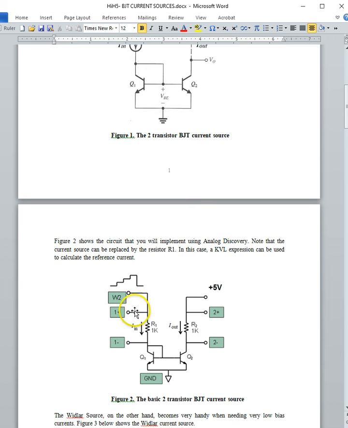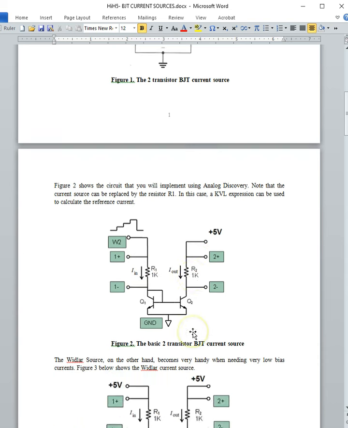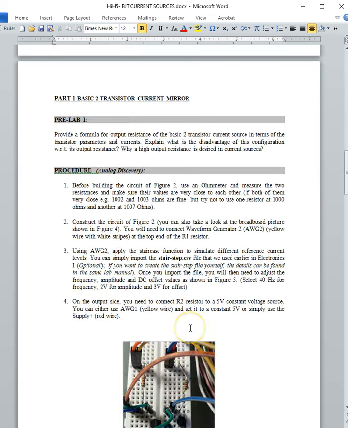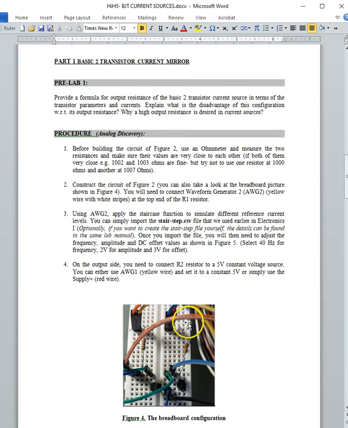So you should expect to see 0.7 volt less than what is applied. So if this is 4 volts, you should observe 3.3 volts here and roughly the same on this resistor. So the experimental setup is explained here.